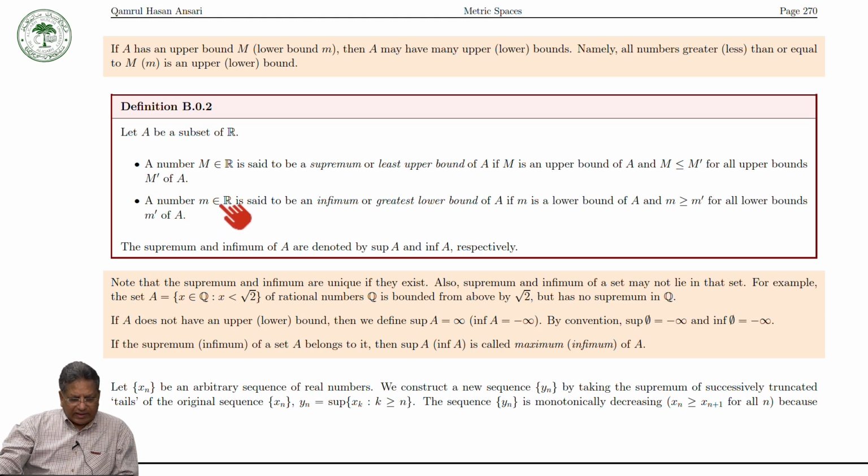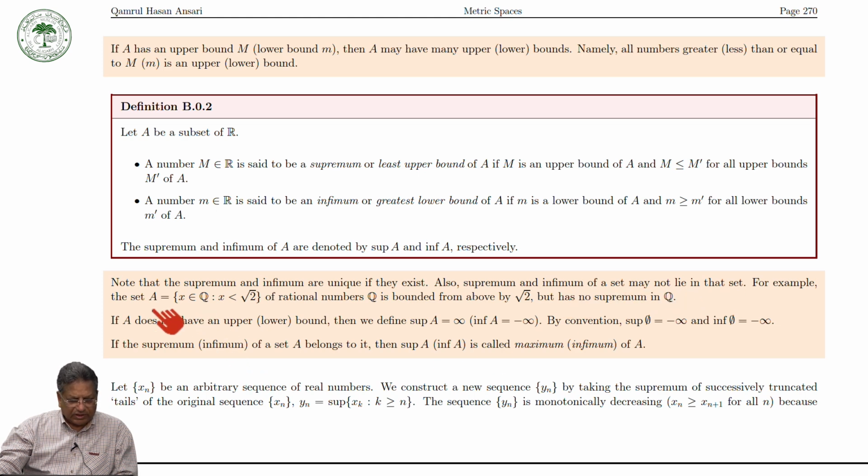Similarly, a small m is called the infimum or greatest lower bound if small m is the greatest number among all the lower bounds. So, the supremum and infimum of A are denoted by sup of A and inf of A respectively. Note that the supremum and infimum are unique if they exist. Also, the supremum and infimum of a set may not lie in the set.